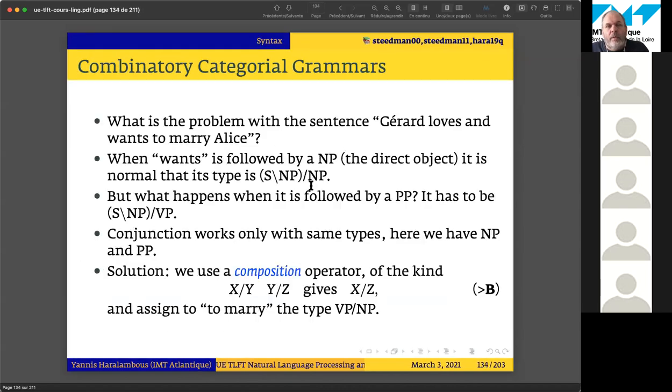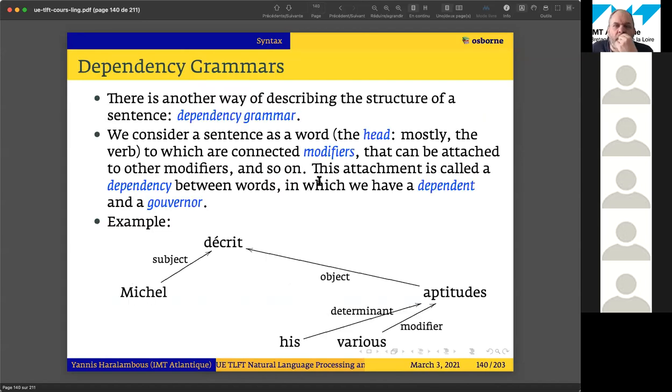While dependency theory, invented by a Frenchman, Tesnière, in the 50s, uses a completely different approach. Here we don't take any additional nodes. Our only nodes are words. And we draw relations between these words, binary relations, which we call dependencies. In every relation, you have three things. You have the dependent, which is the source. You have the governor, which is the target. And you have the nature of the dependency, the nature of the relation.